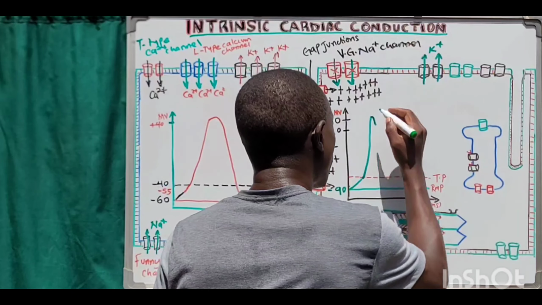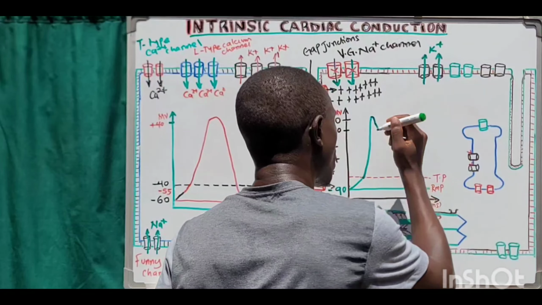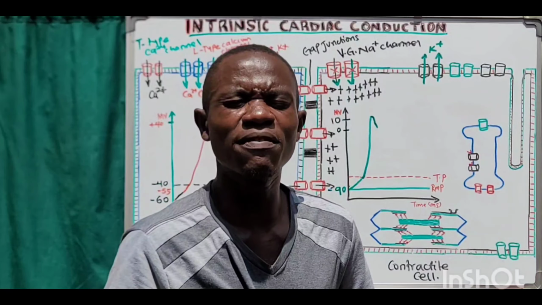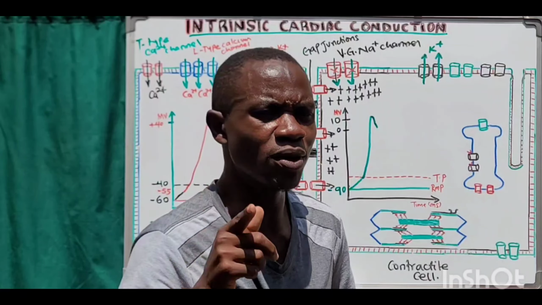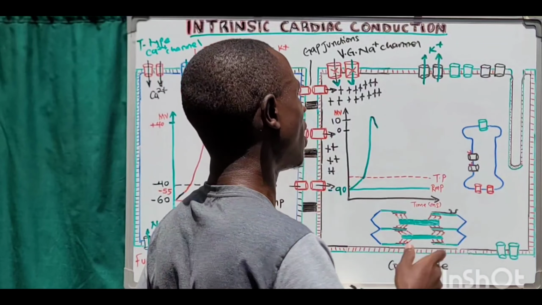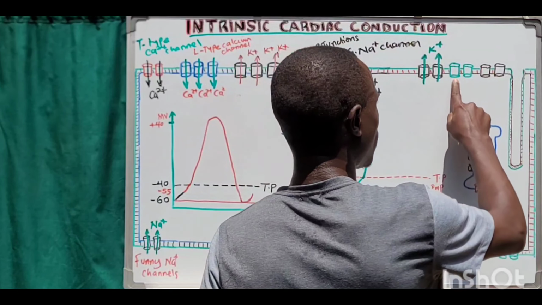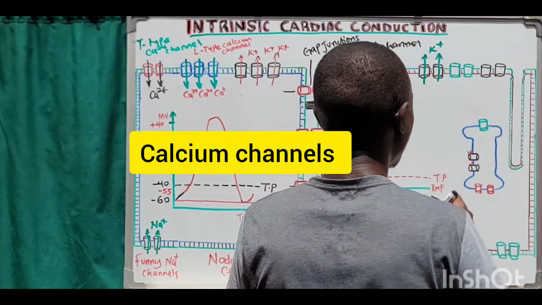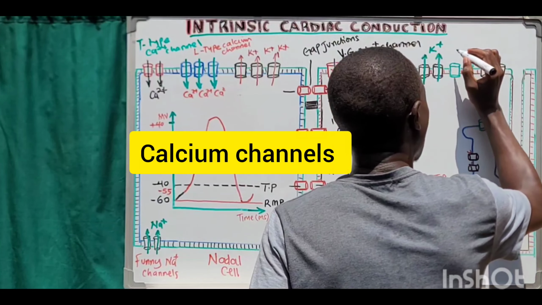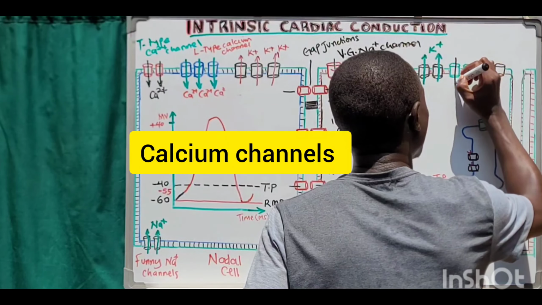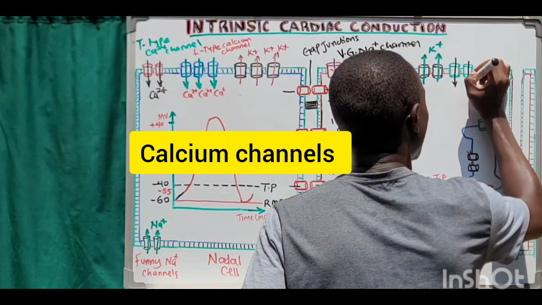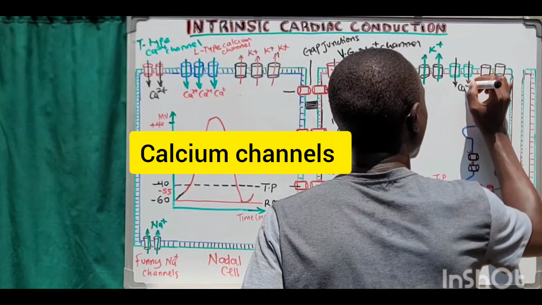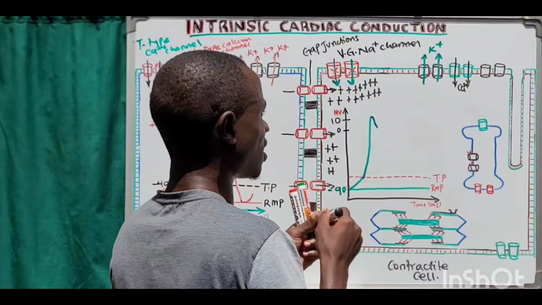Now, when this membrane potential moves down to around 0, this is a very powerful stimulus for another kind of channels. What are these channels? You see these channels here? These channels are what we call calcium channels. These channels are going to start opening, and when they open, they allow calcium to start trickling in.